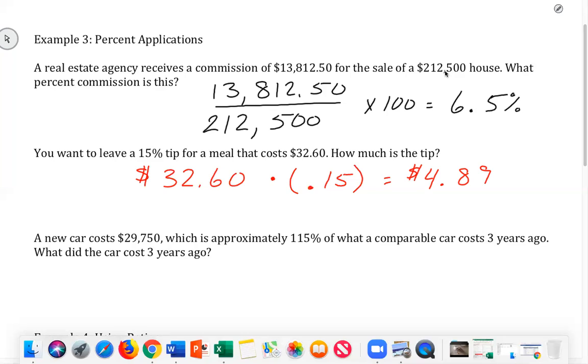A new car costs $29,750, which is approximately 115% of what a comparable car cost 3 years ago. What did the car cost 3 years ago? Now, does anybody know what it's called when the price goes up? Julia, do you know what it's called when the price goes up for something over the course of a couple years?